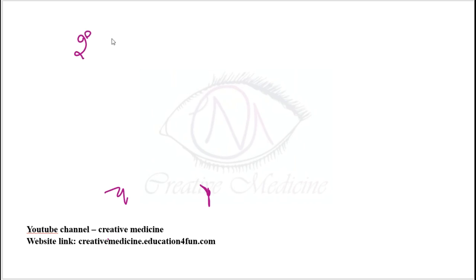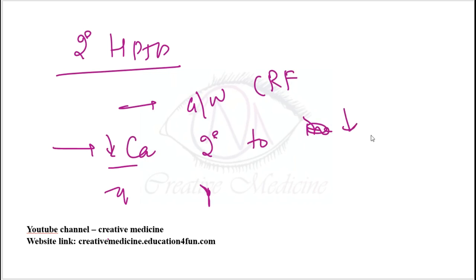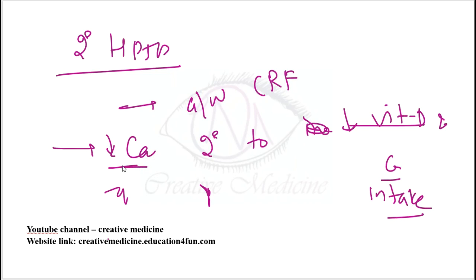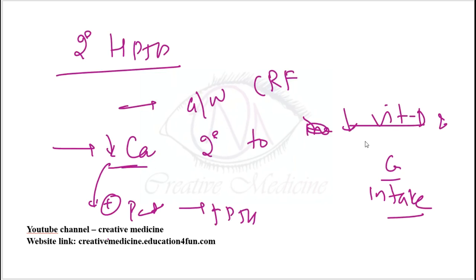Then the next important topic is secondary hyperparathyroidism. It is most commonly associated with chronic renal failure and may occur in hypocalcemia secondary to decreased or inadequate vitamin D or calcium intake. Because of decreased vitamin D and calcium intake, there is decreased calcium, and this decreased calcium activates the parathyroid to produce increased parathormone, because of low calcium intake or low calcium absorption.